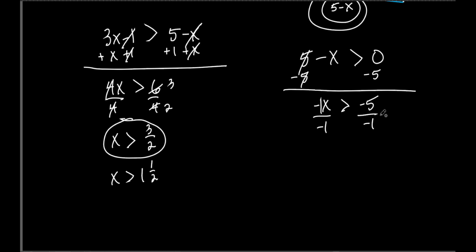Are we multiplying or dividing by a negative here? Yes, we are. So what do I have to do then? I've got to change that from a greater than to a what? To a less than. So that's a little tricky. They cancel out, I have an x. What does this become? Negative 5 divided by negative 1 is positive 5. So I actually get two answers. I know it's weird. I get it.